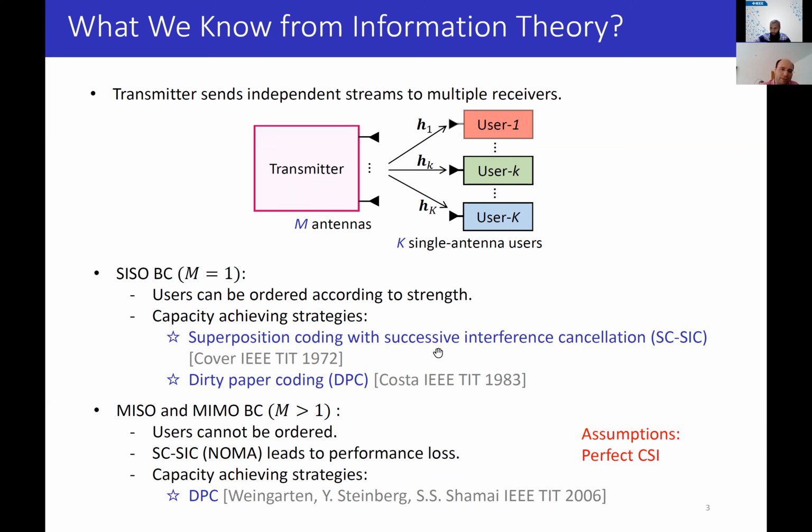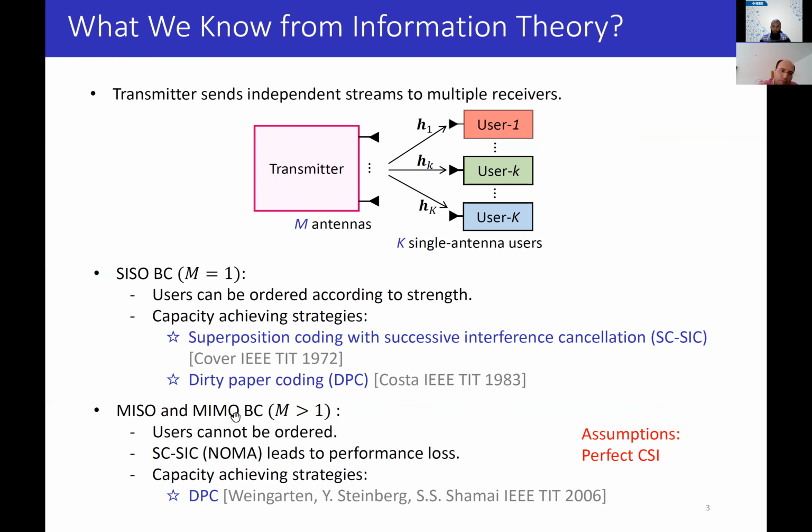Now, when we move to multi-antenna settings, so whether we have a MISO setting, multiple transmit antennas and single antenna at the receiver, or the MIMO where we have multi-antennas everywhere, the situation becomes a bit different because users cannot be ordered according to the channel strength anymore because the channels are matrices or vectors. And so we know that applying SC-SIC, or superposition coding with SIC, would lead to a performance loss. And we know that actually SC-SIC is not capacity achieving anymore when we have multi-antenna settings. And so the only capacity achieving strategy that is so far known is dirty paper coding.